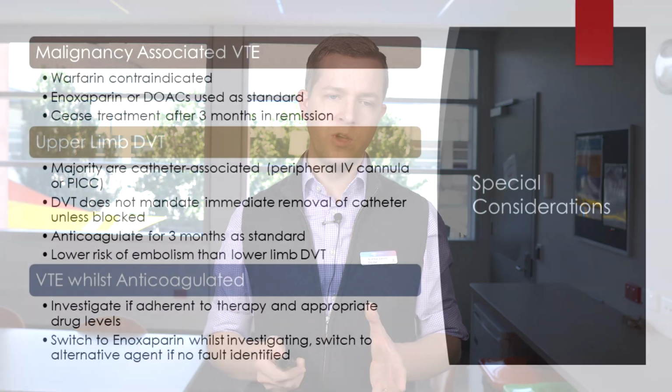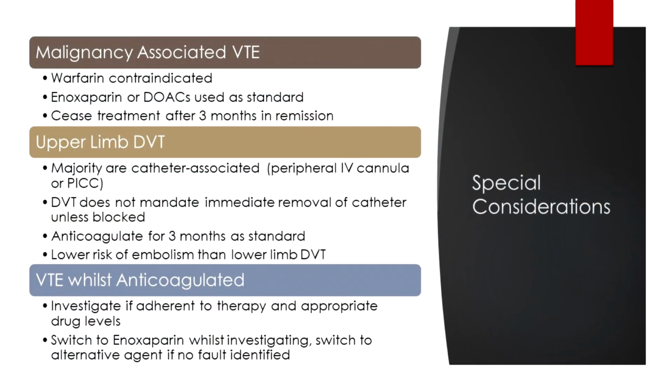Generally, we would think that peripheral IV cannulas are reasonably safe to remove, as they're only going to be there for 3 days and they're very short, so the embolic potential there is quite low. Overall, we would consider that upper limb DVT has a reasonably lower risk of embolism compared to lower limb DVT in general.